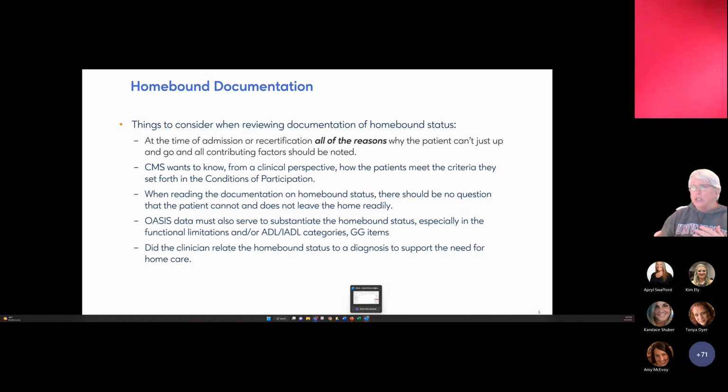When you're reading the documentation on homebound status, there should be no question that the patient cannot and does not leave the home readily, right? There has to be some type of safety aspect to it maybe, but really the documentation should be supporting that this patient is indeed homebound. The OASIS data must also serve to substantiate the homebound status, especially, of course, the functional limitations, the GG items, the M18 items, right? If you're saying someone is homebound because it's a reasonable and taxing effort and they need someone to help walk them safely, and then you go and score in the GG0170 items for ambulation that they're independent on everything, that's not making sense.